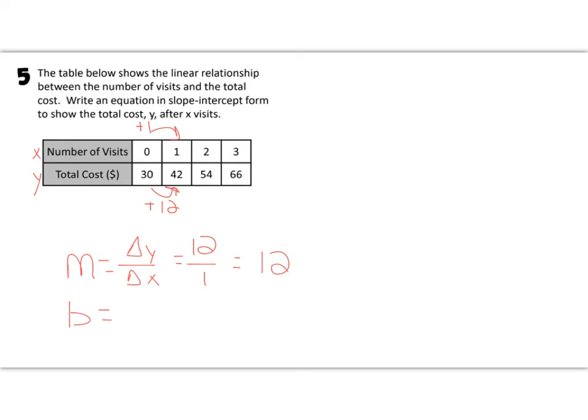B, remember you look for an x-coordinate of 0 to find your y-intercept. I see it right there, so b is 30. So y equals mx plus b. I get y equals 12x plus 30.